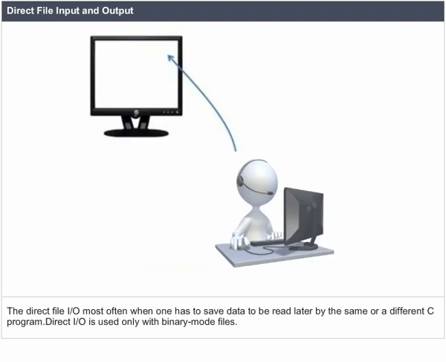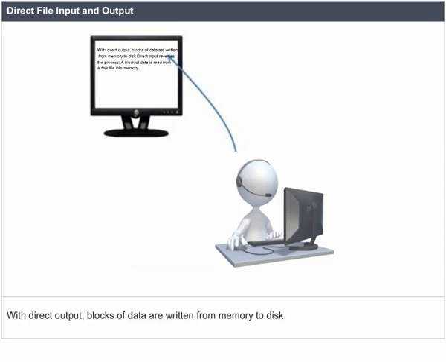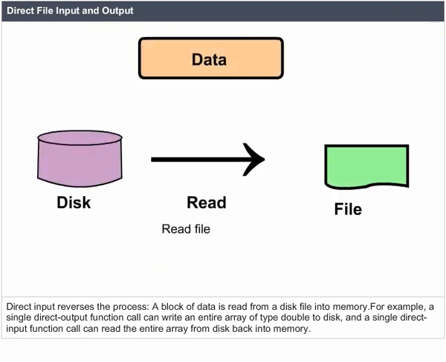Direct file input and output. The direct file input-output is used most often when one has to save data to be read later by the same or a different C program. Direct input-output is used only with binary mode files. With direct output, blocks of data are written from memory to disk. Direct input reverses the process. A block of data is read from a disk file into memory.